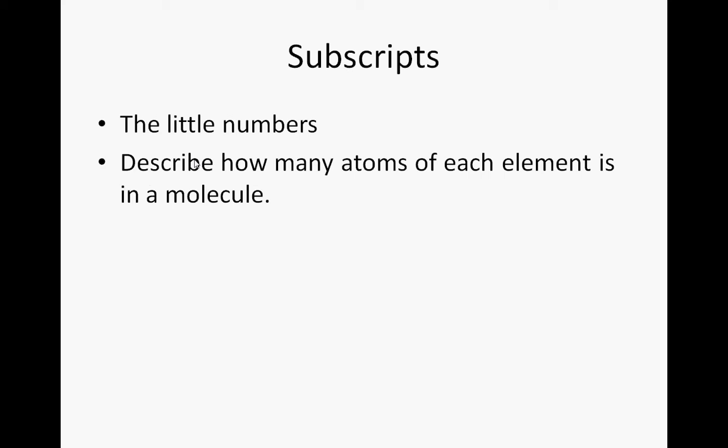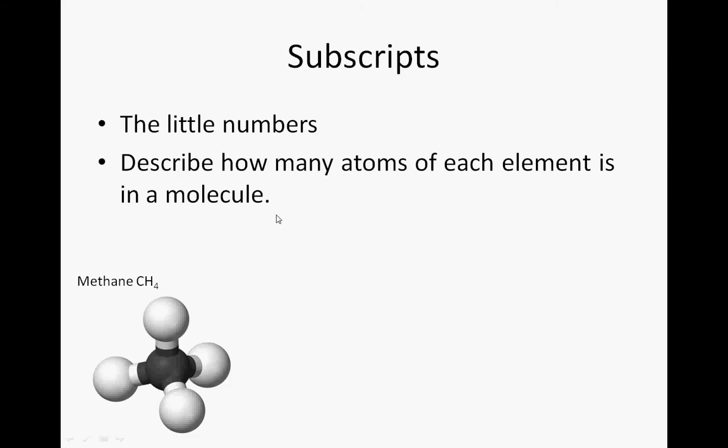Now let's see what those subscripts mean. Subscripts are the little bitty numbers that are beside all the letters. The subscripts describe how many atoms of each element are in a molecule. And this is really important. These subscripts really tell us the difference between different types of substances. For example, we have methane. This is one carbon and 4 hydrogens that are attached to it.